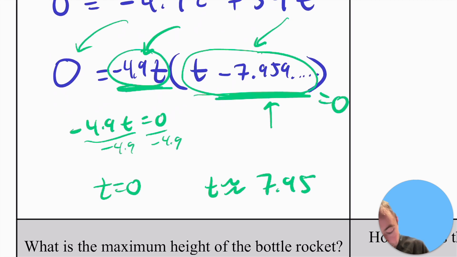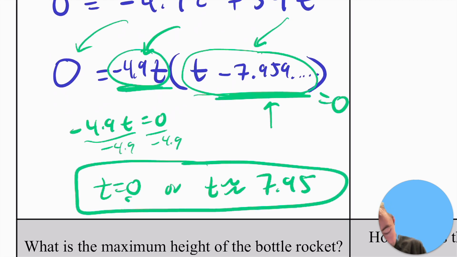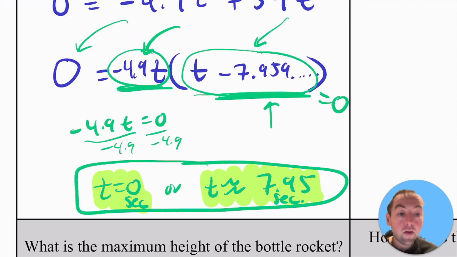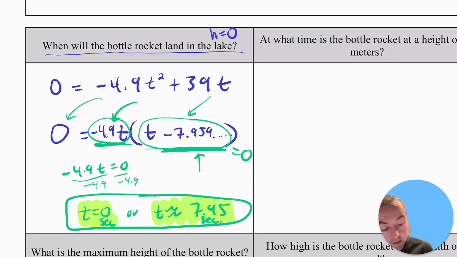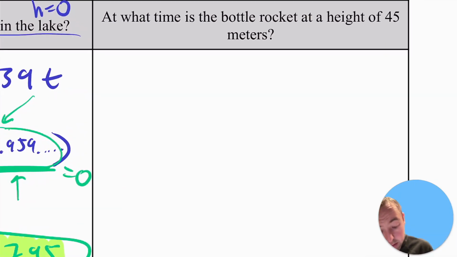So it turns out that those two values of time in seconds would be the times where it's on the ground. And this first one should make sense because it's launched from the ground. So when the height is 0, the time is also 0. And then the time would be 7.95 when the height is again 0 when it hits the lake. So that would address and answer that question. And then this right here is asking for at what time the bottle rocket would be at a height of 45 meters. It's kind of the same question, but it's just plugging in a height of 45 instead of 0.